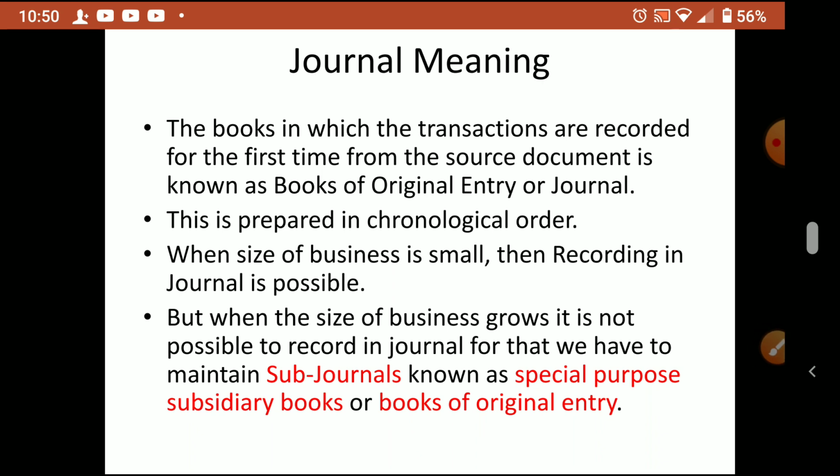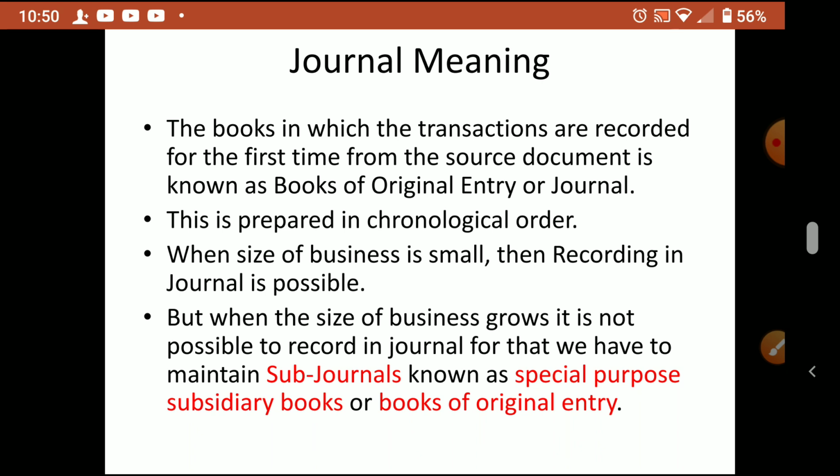But when the size of a business grows and it is not possible to record in the journal, for that we have to maintain sub journals. When business grows, you will not be able to write all those transactions in chronological order, because a numerous number of transactions will be there in the business. So when the size of business grows, what to do? Usually, the computer came very recently, some 20-30 years back only, and all are using it on a larger scale only in recent years.